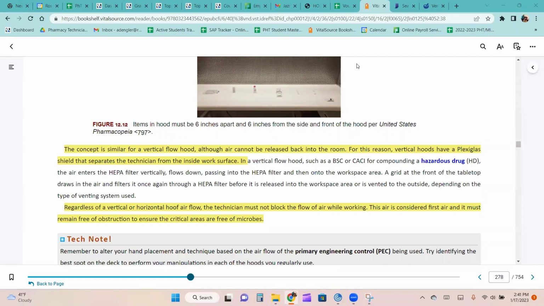The concept is similar for a vertical flow hood, although air cannot be released back into the room. For this reason, vertical hoods have a plexiglass shield that separates the technician from the inside work surface. In a vertical flow hood, such as a BSC or CACI for compounding a hazardous drug, the air enters the HEPA filter vertically, flows down, passing through the HEPA filter and then onto the workspace area. A grid at the front of the tabletop draws in the air and filters it out once again through a HEPA filter before it is released into the workspace area or is vented to the outside, depending on the type of venting system used.